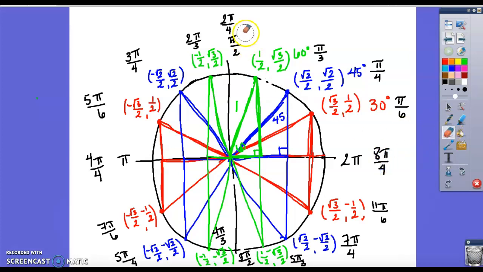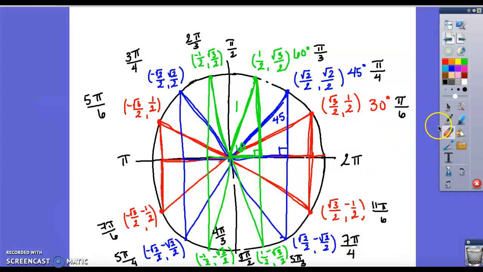Okay, so let's go back through and reduce. Pi over 4 doesn't reduce. 2 pi over 4 reduces to pi over 2. We already got that, but I just wanted you to see that that is the same thing. 3 pi over 4 doesn't reduce. 4 pi over 4 reduces to pi. Again, we already got that. That's good. 5 pi over 4, this is 6 pi over 4, which reduces to 3 pi over 2. 7 pi over 4, and 8 pi over 4 reduces to 2 pi.